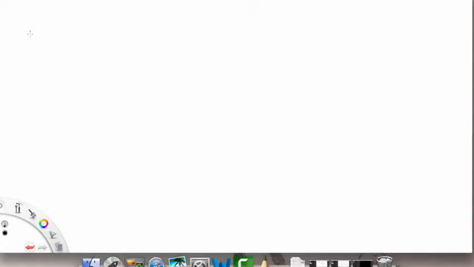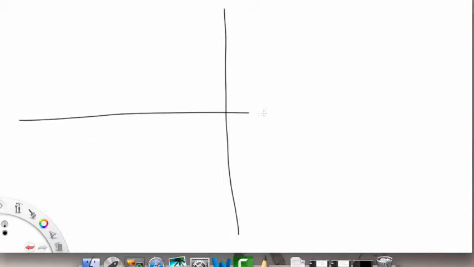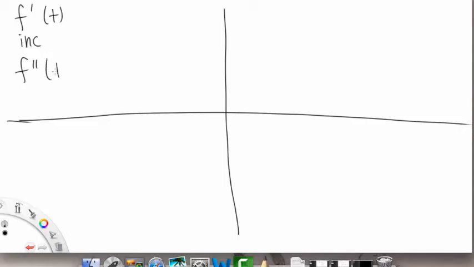Something important to note, so here I'm going to draw a little chart, a four squares thing. Four things can happen when you're sketching a graph. Let's say our first derivative is positive. That means our graph is increasing. If our second derivative is also positive, that means we are concave up.